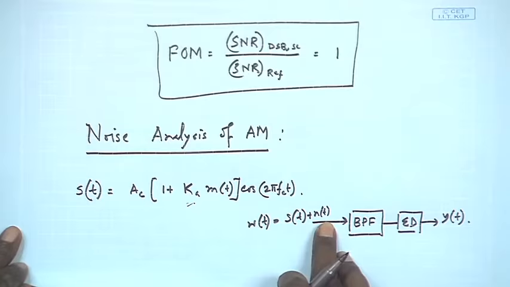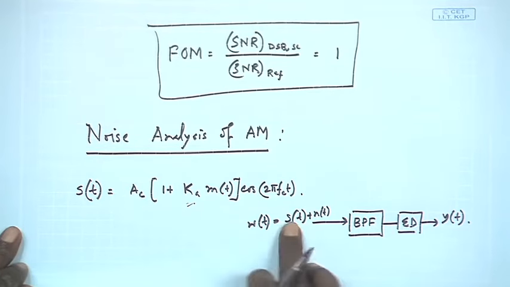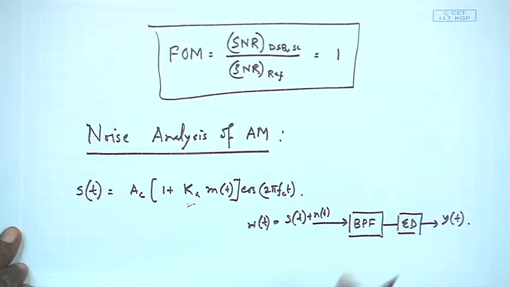So, I have this signal plus noise, which should be passed through a band pass filter. This band pass filter exactly matches the band of the signal. So, s(t) will remain intact, and the noise will pass through the band pass filter. So, it will have an equivalent band pass representation, with in phase and quadrature components.